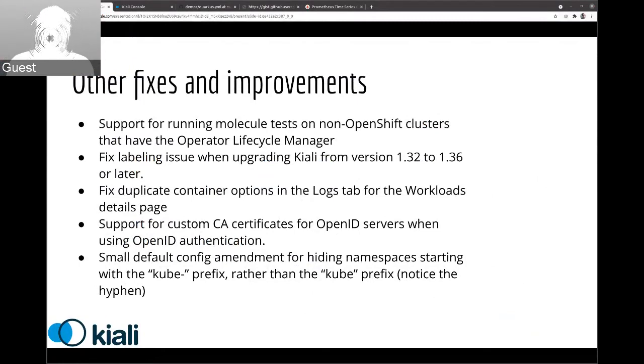The second one is an issue that we had when upgrading from older versions of Kiali, here we say 1.32 to 1.36. There was a labeling issue that was preventing Kiali from working properly, because it was affecting the exposure of the Kiali services. There was a fix to it. I think it was included in the last patch release of 1.36, if I'm not wrong. So that will help you have a more transparent upgrade experience from older versions.